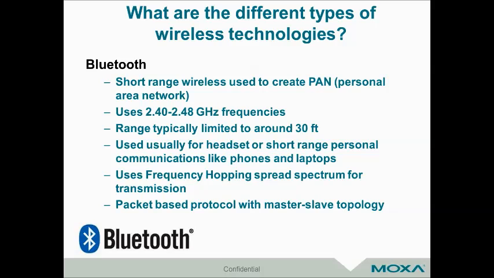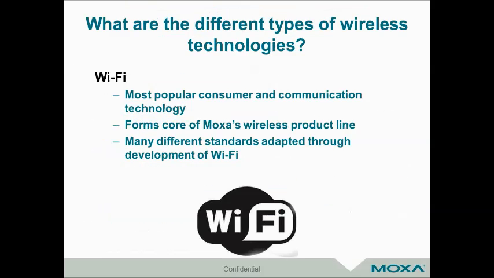Bluetooth does use 2.4 to 2.48 gigahertz as the frequency that it transmits on, which tends to be a bit of an issue if you're using some of the Wi-Fi frequencies, which also operate in that same range. So it tends to have a little bit of interference when it's used in the same area as wireless networks. Bluetooth uses what's called frequency hopping spread spectrum, or FHSS, for its transmission. If you're familiar with Wi-Fi, some of the Wi-Fi protocols use this as well. And Bluetooth is a packet-based protocol with a master-slave type of topology.